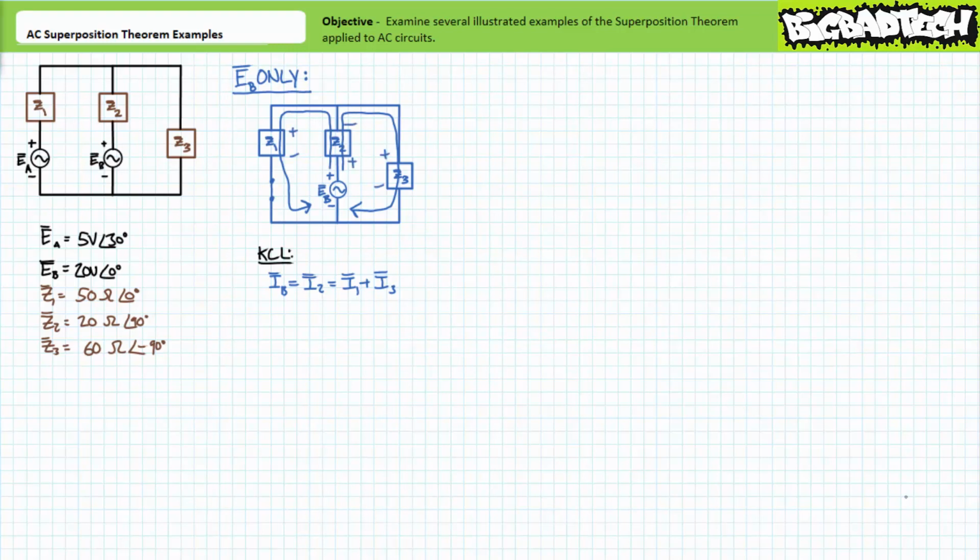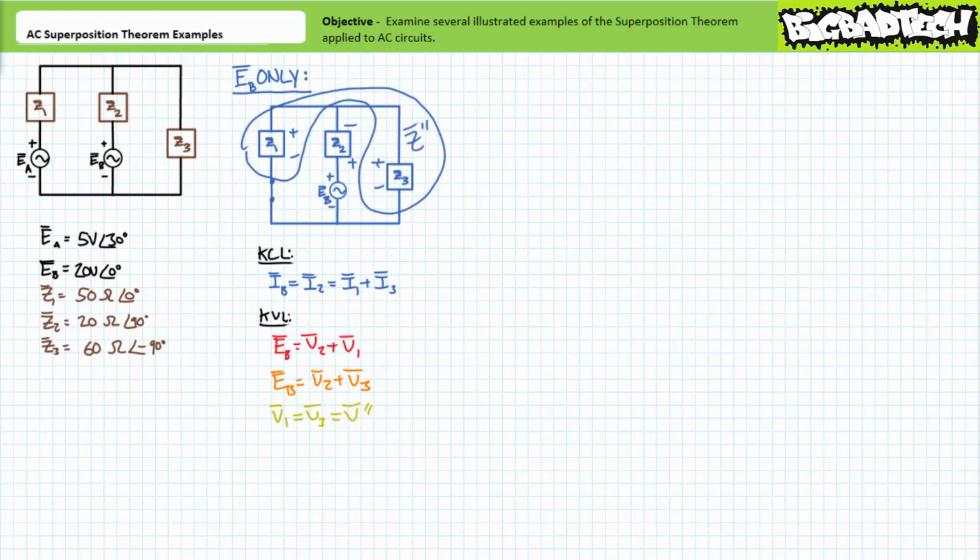Given the assumed direction of current travel, voltage polarity would be as indicated. Application of Kirchhoff's voltage law to this first loop in red indicates EB equals V2 plus V1. Application of Kirchhoff's voltage law to the second loop in orange indicates EB equals V2 plus V3. Finally, application of Kirchhoff's voltage law to this third loop in yellow indicates V1 equals V3.